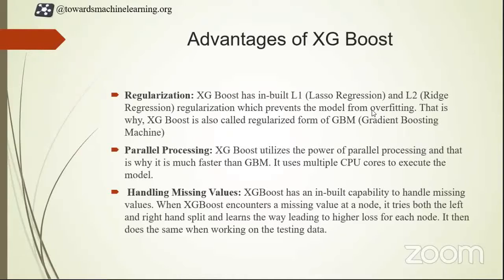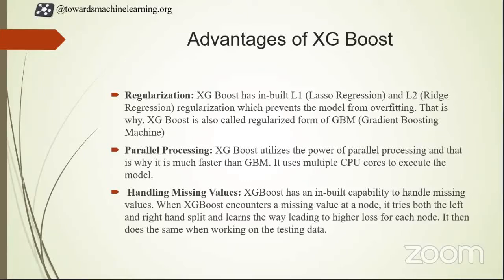Then you have parallel processing. XGBoost utilizes the power of parallel processing, in that it takes into account multiple CPU cores to execute the model. That's why it's much faster than GBM. It uses multiple CPU cores to execute the model.